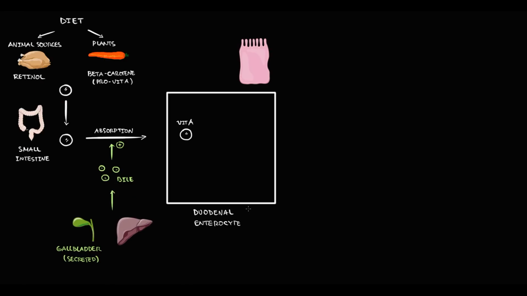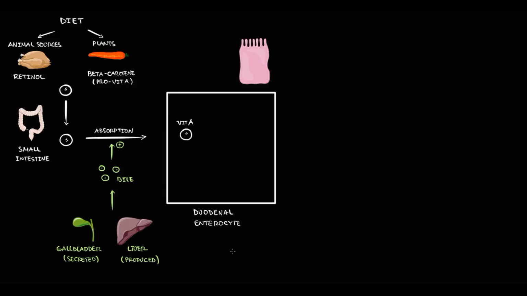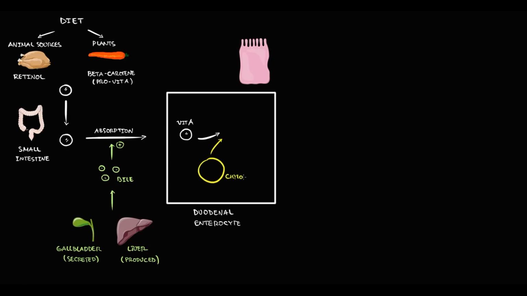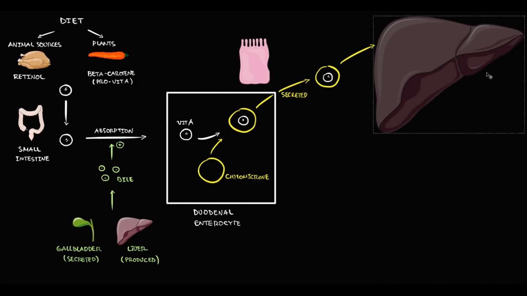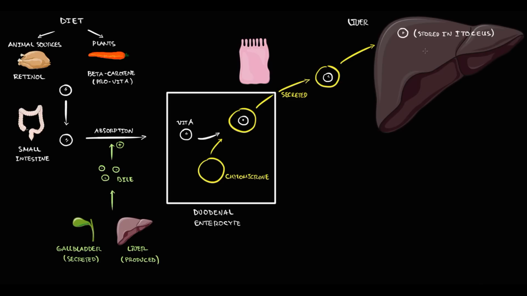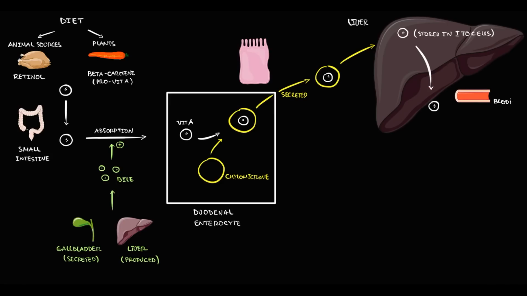And we have to remember that bile is secreted by the gallbladder, but is produced by the liver. Within the enterocytes, vitamin A is packed with other lipids into chylomicrons, and in the form of chylomicrons, vitamin A is transported to the liver, where it is stored in stellate cells, also called Ito cells. And when tissues require vitamin A, the liver binds it to retinol binding protein, and in this form, the liver secretes vitamin A into the blood.